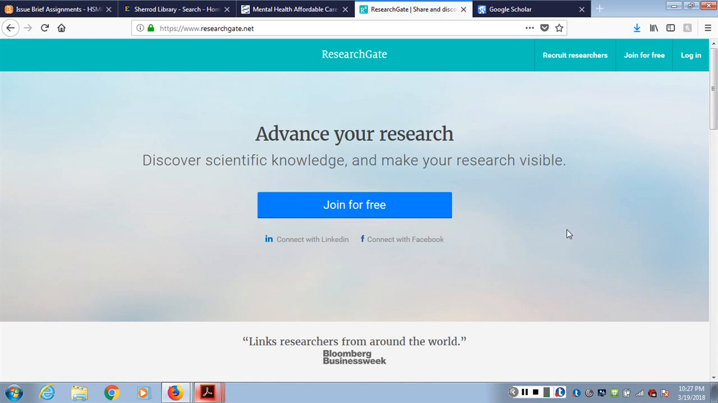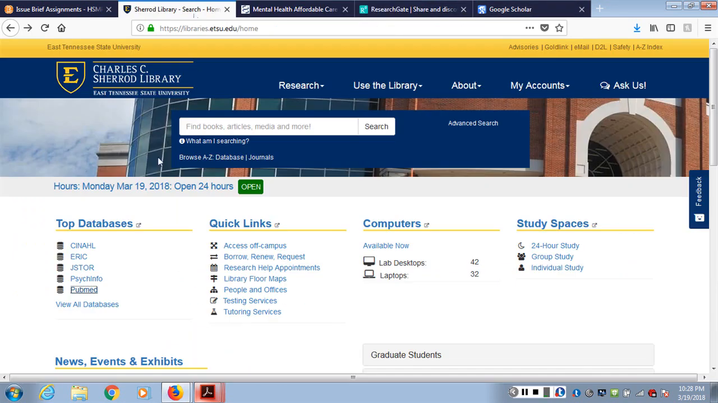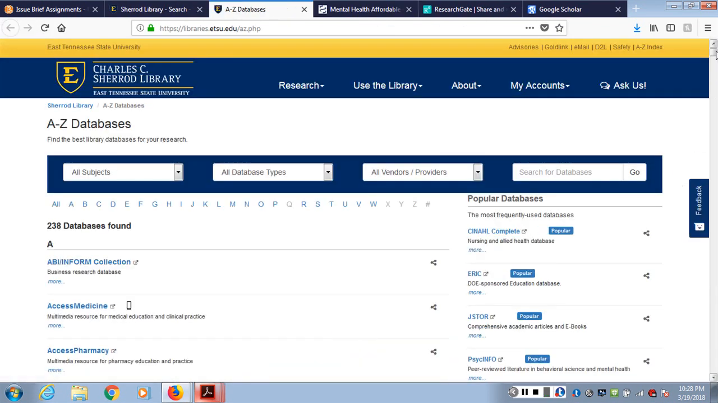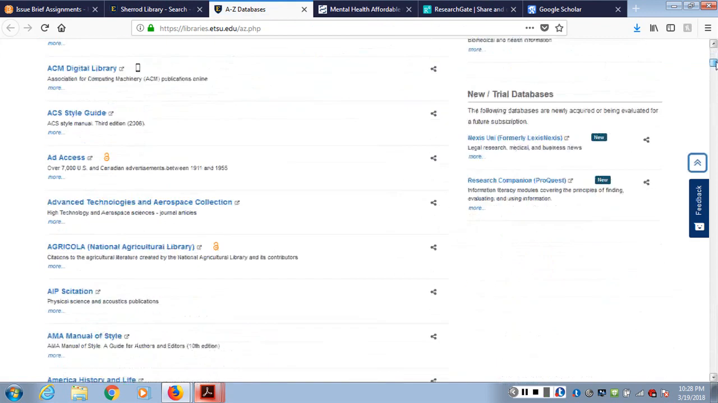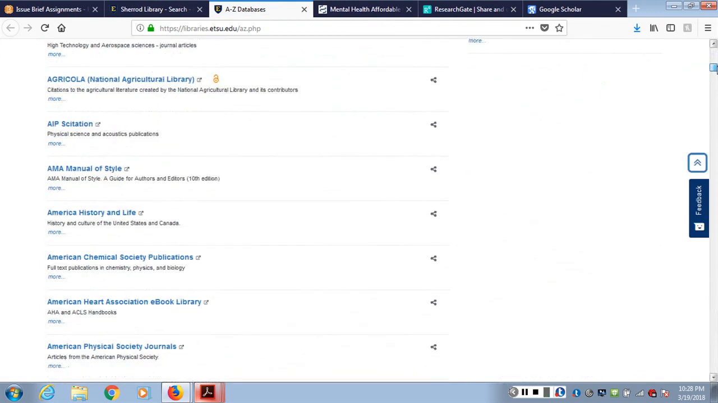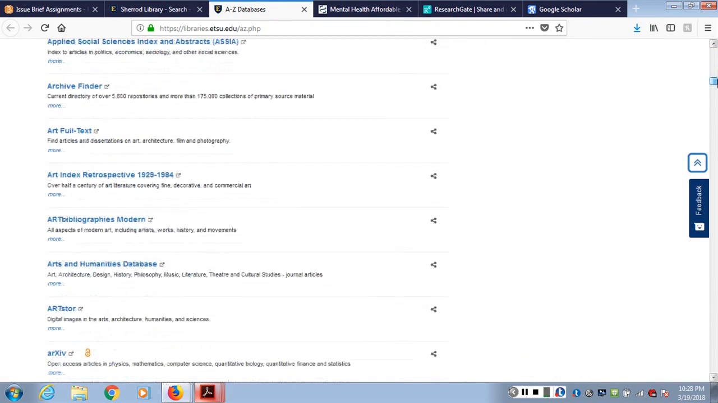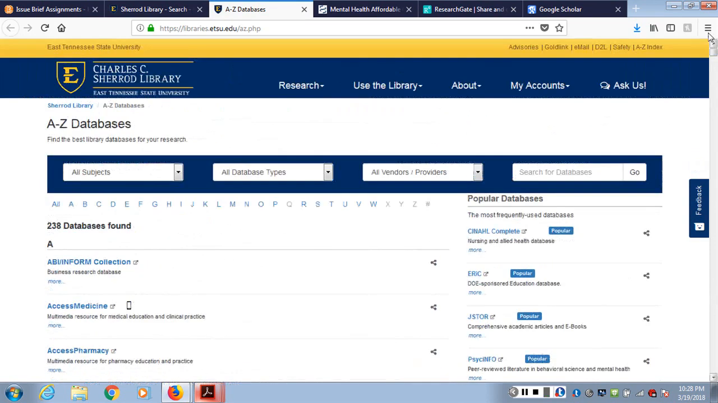Here's what ResearchGate looks like. Again, this is a free service. You can access this through the Shared Library. They have all kinds of databases. If you'll just scroll to View All Databases, you can see all the different ones that you're able to access here. So there's no shortage of information out there. Plenty of resources to go to find the information you need.